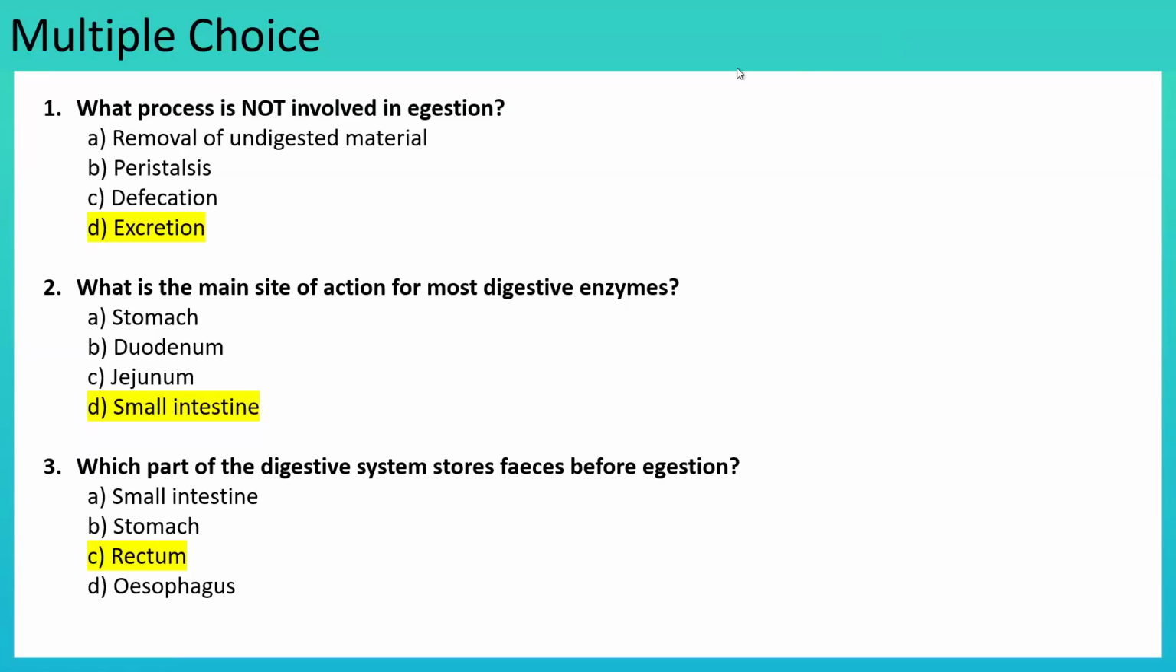Main site of enzymes is the small intestine as a whole. Probably it's a little bit more in some areas than others, I think, but small intestine anyway. The digestive system stores the feces before egestion in the rectum. That's the last little bit of that tube.